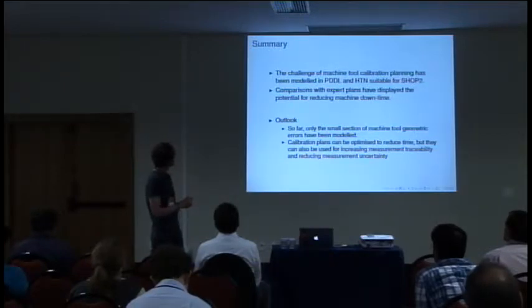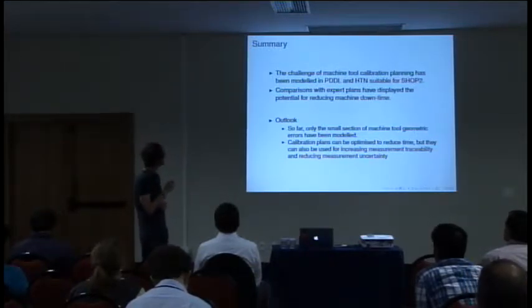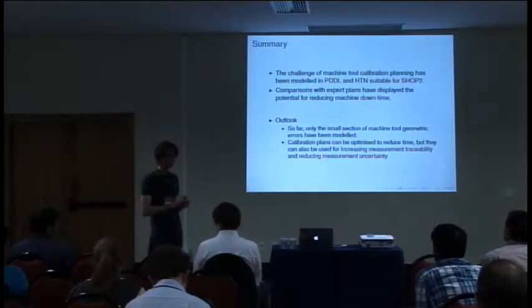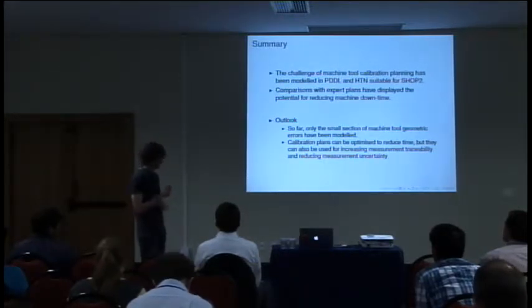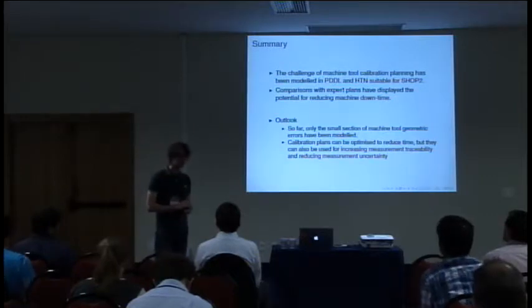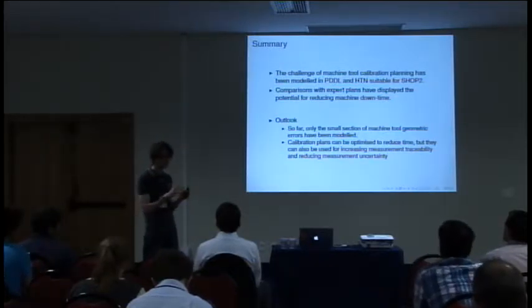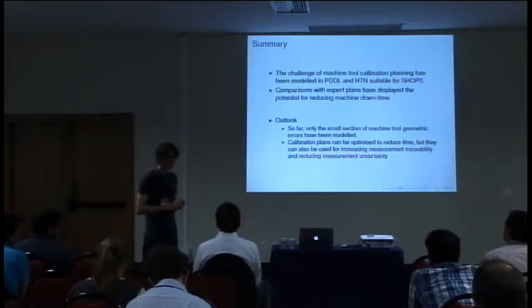So in summary, I'd just like to say that we've modelled the process of machine tool calibration in PDDL and HTN. And we believe that the PDDL model that we've got is much better than our earlier HTN. We can optimise both in terms of reducing machine downtime and finding the most important errors and measuring them first. But for the future, we need to consider more errors about the machine, because we're only looking at geometric error at the moment, but there are many more error components to consider, such as dynamic errors, thermal errors.